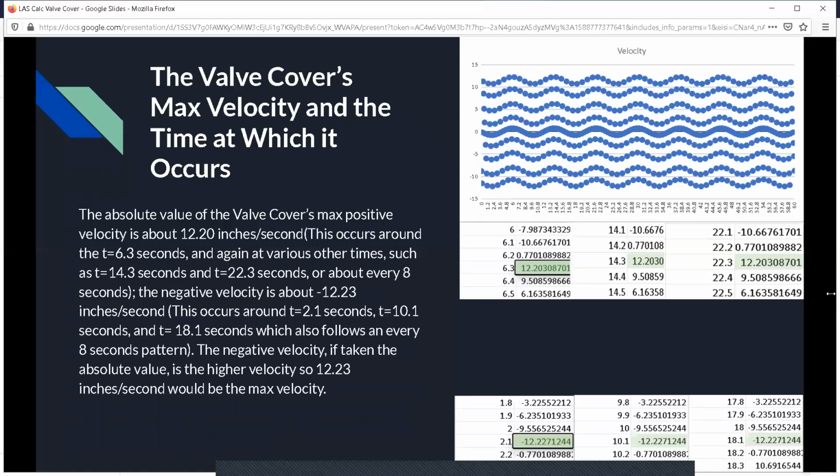The negative velocity, if taken the absolute value, is the higher velocity, so our max velocity is around that 12.23 inches per second. And if you look to the right, you can see the pattern following a graph that has this neat looking squiggly pattern. Then you can see the highlighted t's of those max velocities.